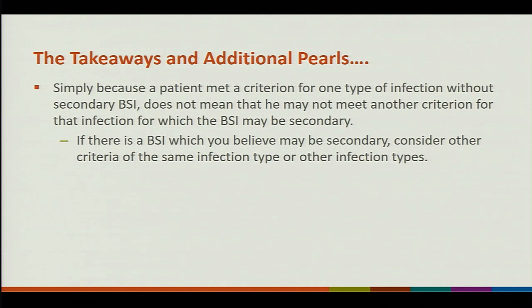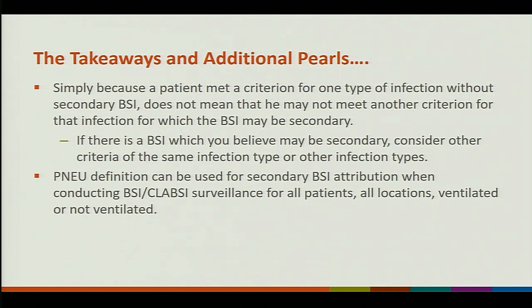So the takeaways and the additional pearls: sometimes infections linger and may progress to include a secondary bacteremia, so always consider other criteria. If there is a BSI which you believe may be secondary, consider criteria of the same infection type or other infection types. See if they meet another criterion for that same type of infection, or they meet another type of infection. The pneumonia definition can be used for secondary BSI attribution when conducting BSI and CLABSI surveillance for all patients, regardless of whether they're ventilated, and also regardless of whether or not you're doing VAE surveillance in that location.